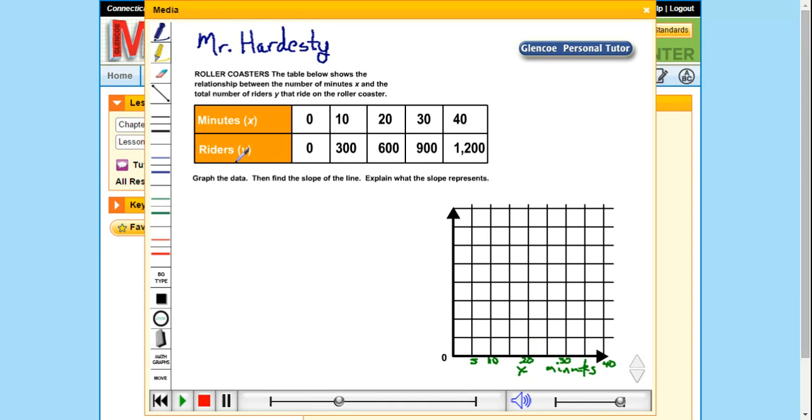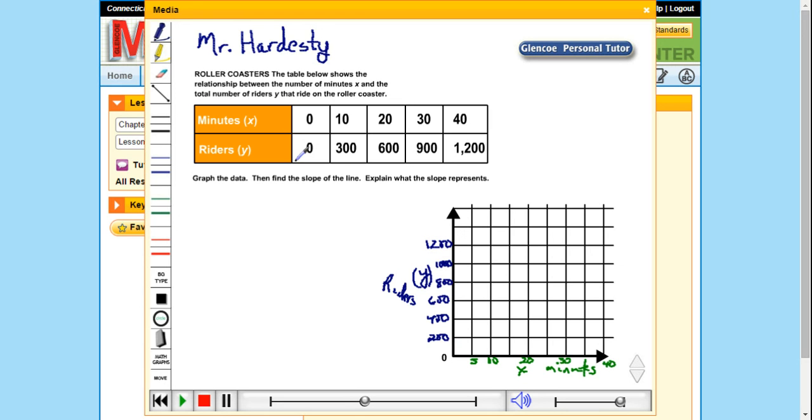Now the riders in y, that'll be our vertical axis. Those are spread out by 300. So let's make these intervals each 200, 400, and so on, since we need to get to 1,200, and we'll get there right here. So our y-axis, we'll label that the riders up the vertical side.